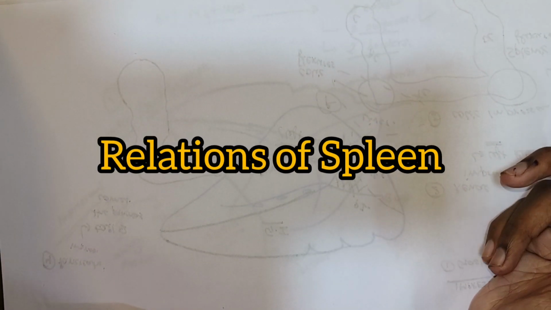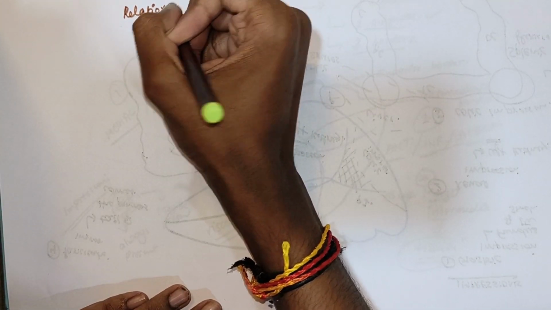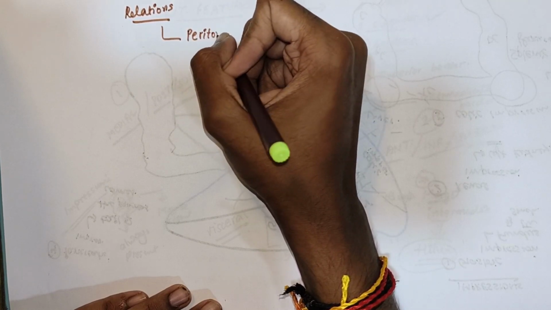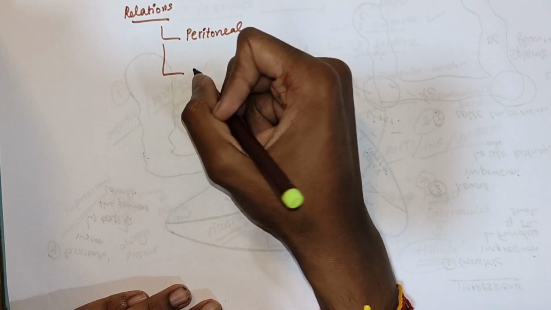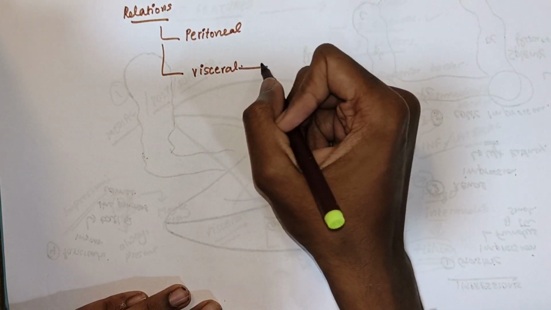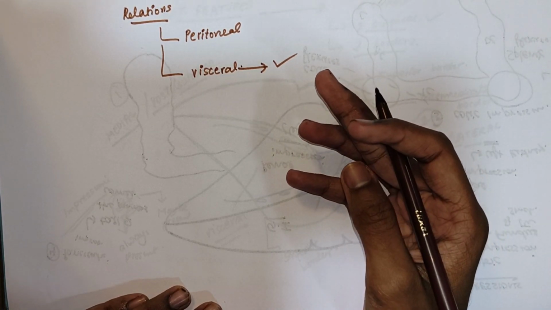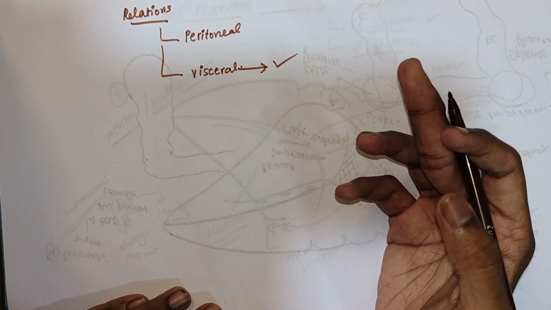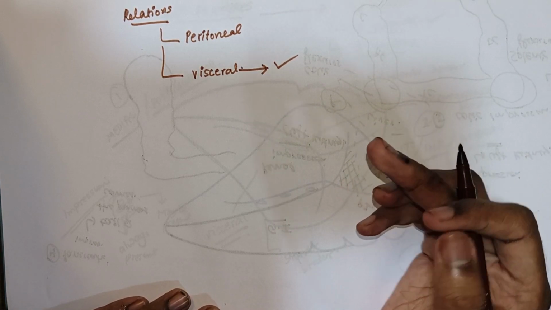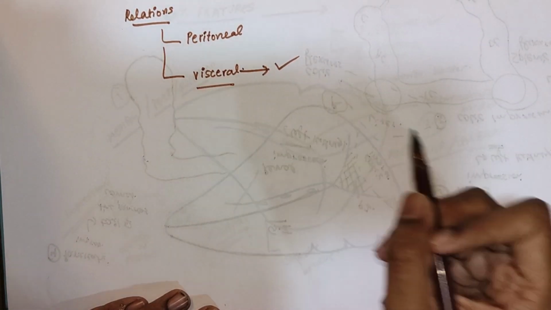Okay, now let's talk about relations of spleen. There are two kinds of relations, one being peritoneal relations and the other being visceral relations. Visceral relations we have already talked about just a few seconds back. We were speaking about the impression for the fundus of the stomach, for the left kidney, that is a renal impression, colic impression, pancreatic impression. These are all the organs which are related to the spleen. So we have already talked about the visceral relations.